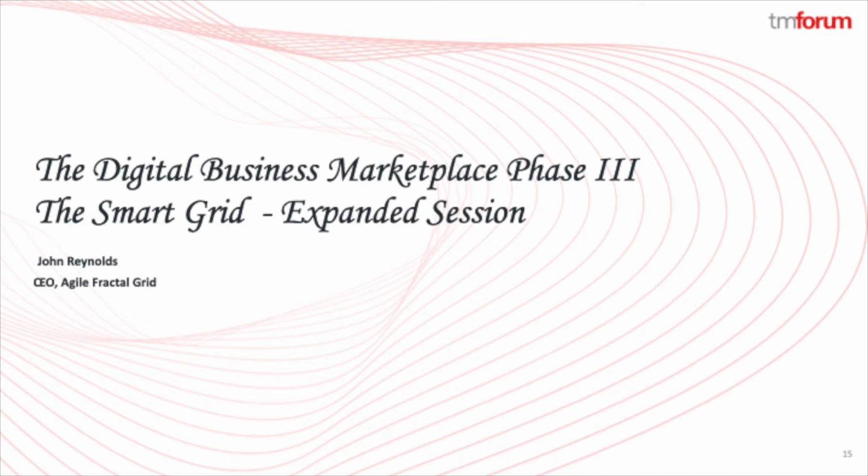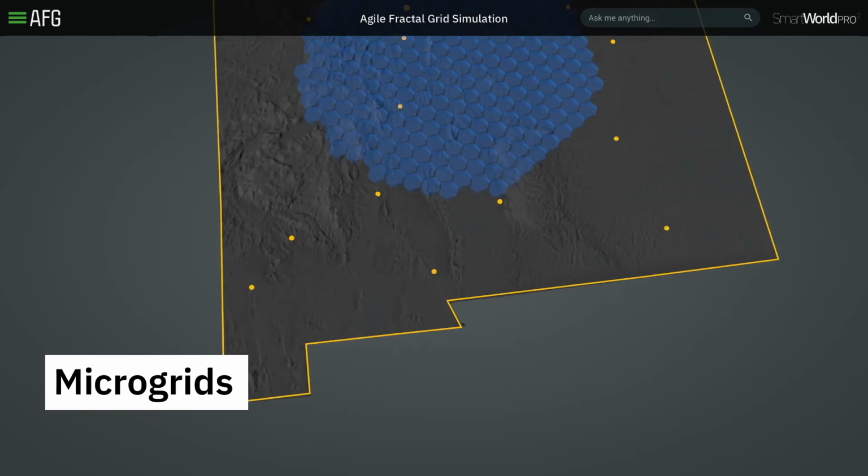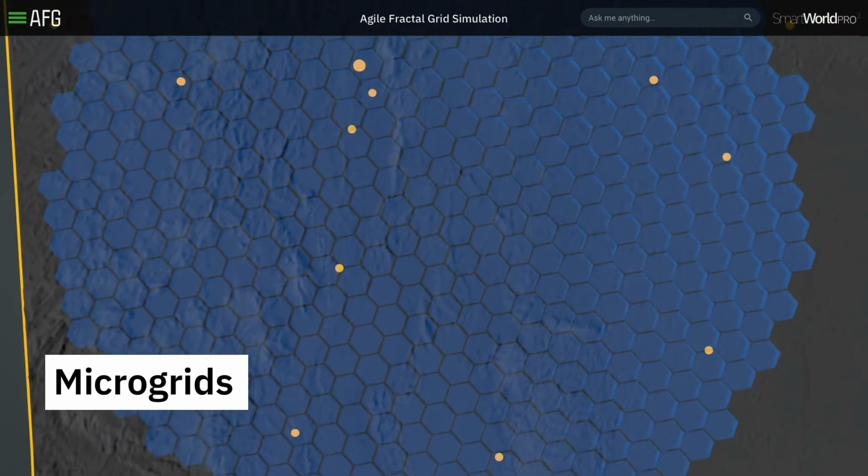Hello. As you can see, our catalyst contains several different threads. This one is dedicated to the smart grid. And by smart grid, we are emphasizing a new approach to decentralizing electric power called fractal microgrids. Here we see an example of the Agile fractal grid in action whilst we simulate an outage.